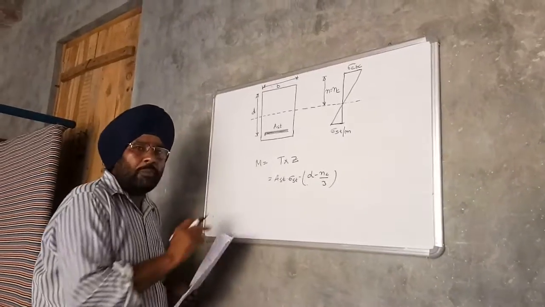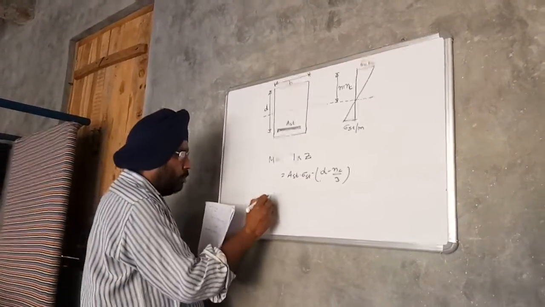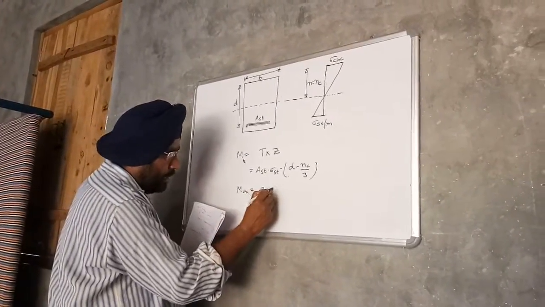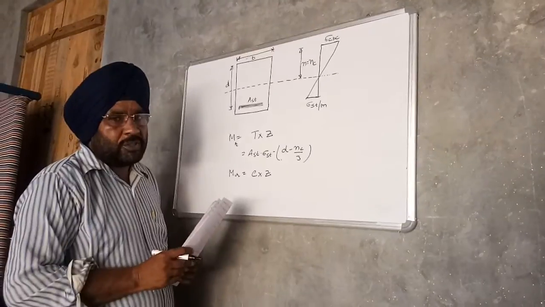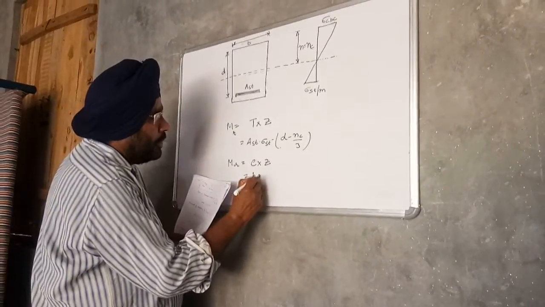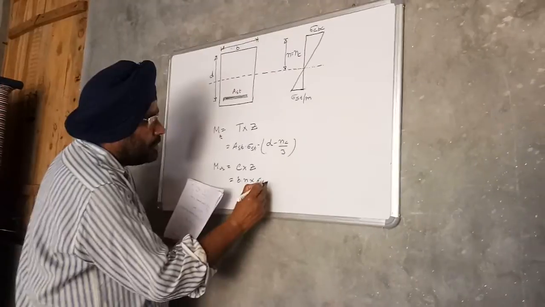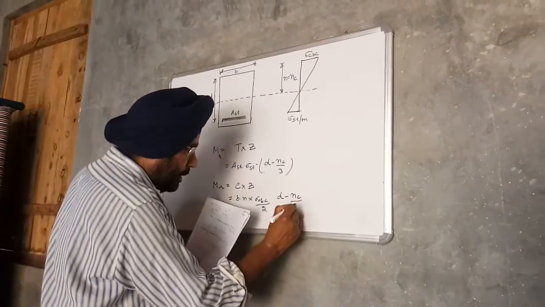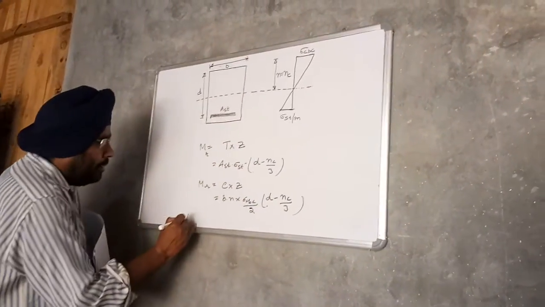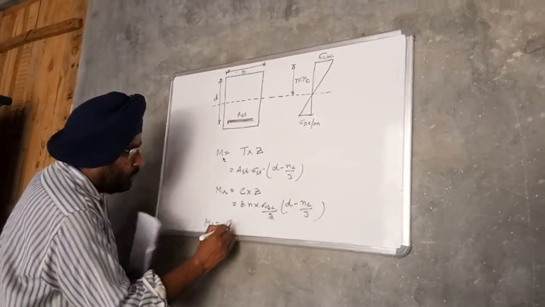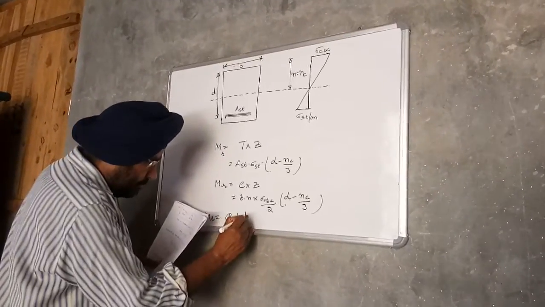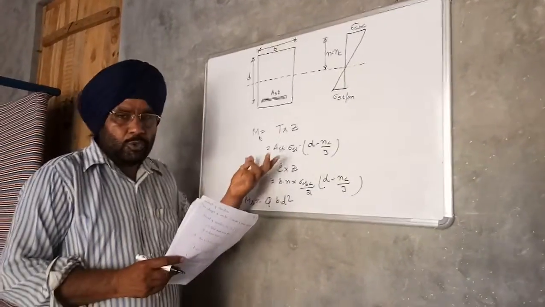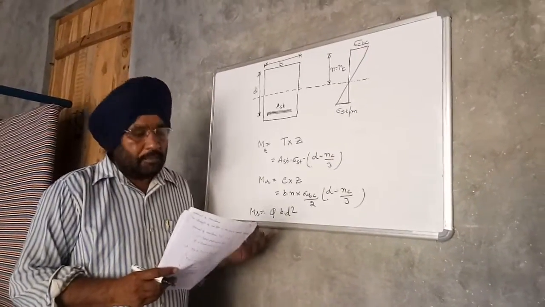So this is the equation of the moment of resistance, and also the moment of resistance is equal to C into Z, where C is the total compressive force. So this is equal to b into N into sigma CBC by 2 into d minus NC by 3, or moment of resistance is equal to Q b d square, where Q is the moment resisting factor. So these two equations can be used to determine the moment of resistance for a balanced section.